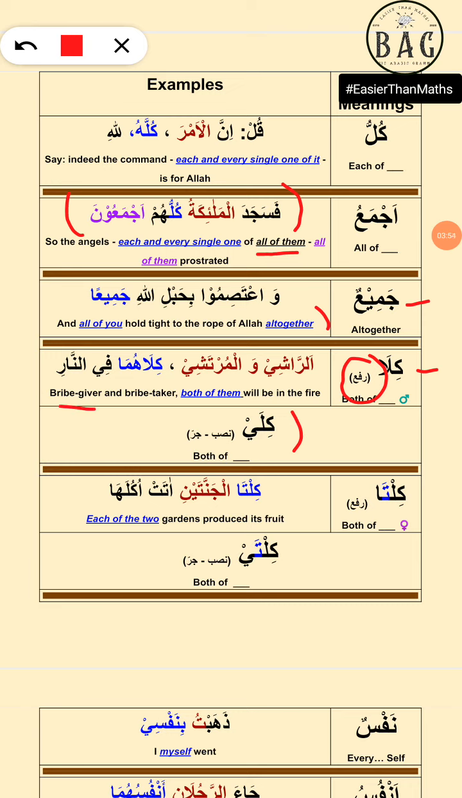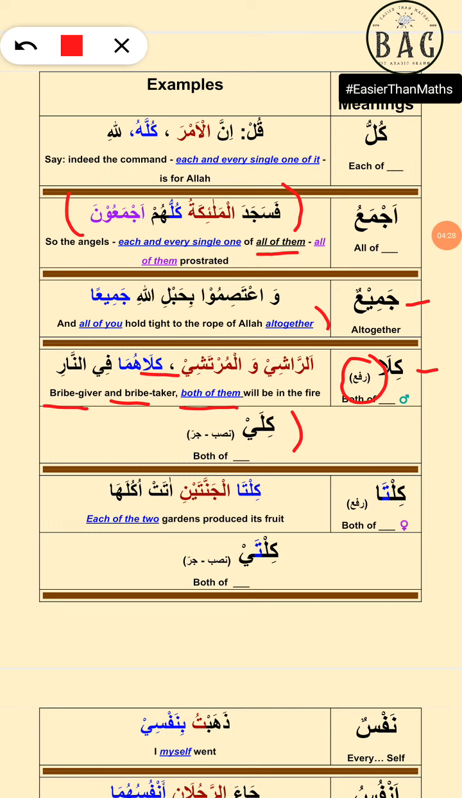Bribe giver. Now, it's not the proper word, but I have to use it so that you exactly understand, because my aim is to translate these words as they are, as supposed to be understood. Giving you the proper English words is not my task at this moment, during these lessons at least. So arashi, bribe giver, and the bribe taker, both of them will be in the fire. Kilahuma finnar.